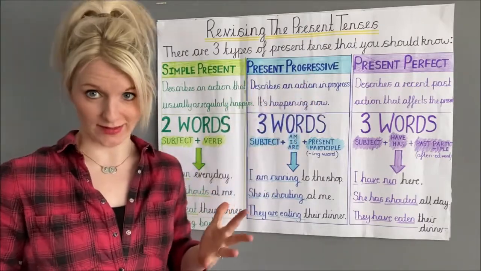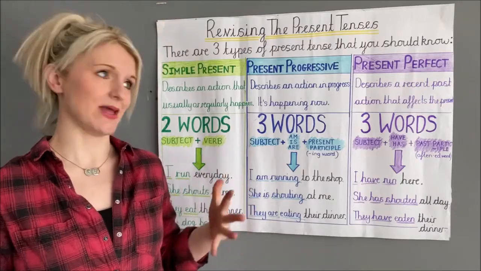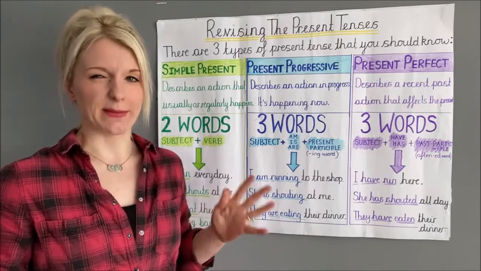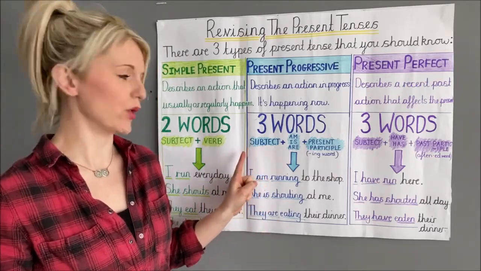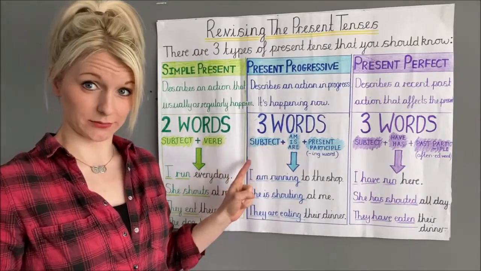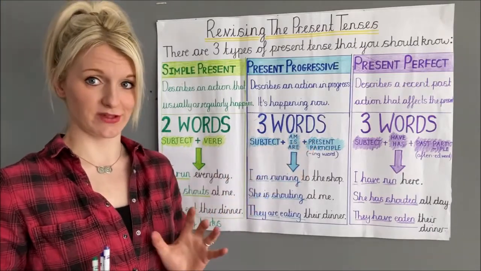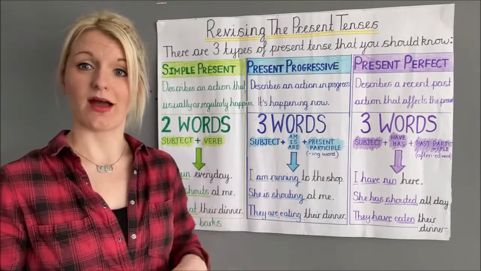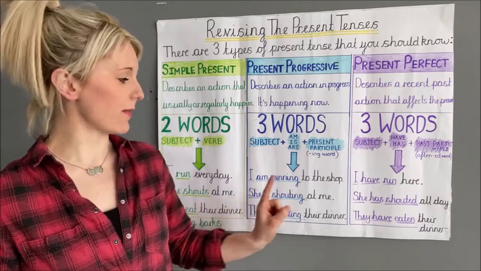Then we move on to the present progressive. The present progressive is used to describe an action that's in progress. It's still happening now. It's made up of three parts: the subject, which might be more than one word, either am, is or are, depending what your subject is, and the present participle. If you remember from a previous video we've done, the present participle is the ing form of a verb, like eating or playing.